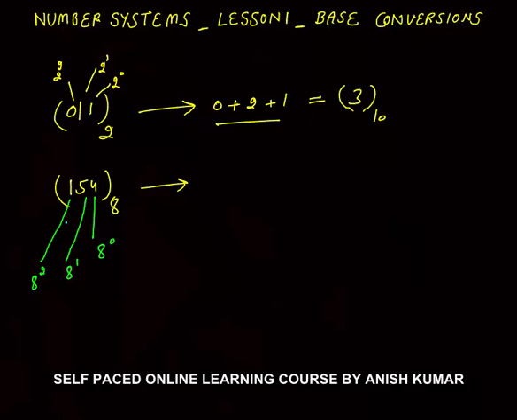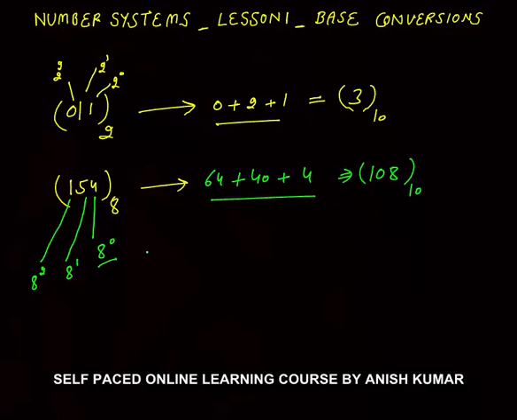Now 8 power 2 is 64, so 1 into 64 is 64, plus 5 into 8 is 40, plus 4 into 8 power 0, which is 1, is 4. So 64 plus 44. Now 60 plus 40 is 100. 108 in base 10 will be your final answer. That's the shortcut and the best way. Simply write the number here and then multiply.